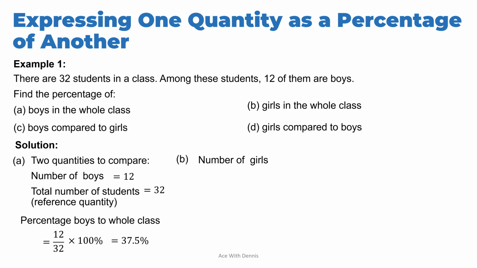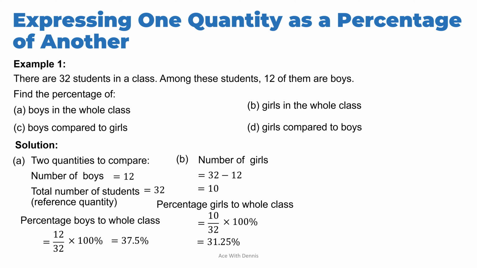So we can repeat similar steps to answer the rest of the questions. For B, the number of girls is 32 minus 12. So this is the first quantity, and the value is 10. To find the percentage of the girls to the whole class, the whole class will be used as the reference quantity. So for this case, it will be 10 over 32 times 100%, and the answer is 31.25%.